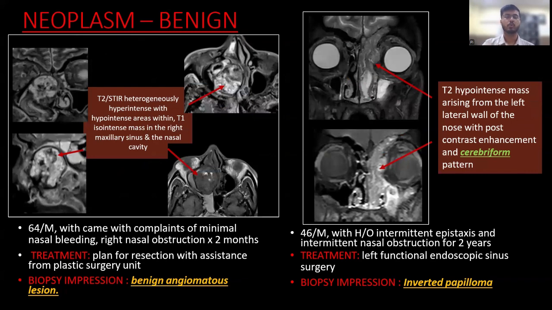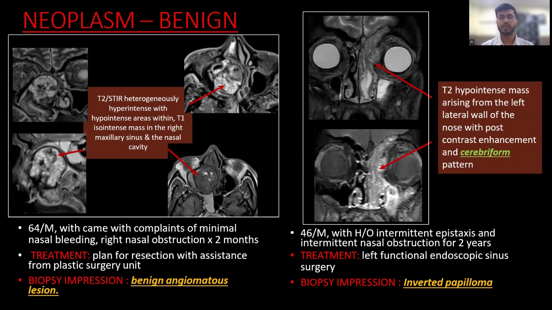Then more neoplasms in benign. A 64-year-old male came with complaints of minimal nasal bleed and right nasal obstruction for 2 months. Biopsy impression was benign angiomatous lesion. The treatment was planned for resection with assistance from the plastic surgery unit. So here we see T2 STIR heterogeneously hyperintense with hypointense areas within, and a T1 isointense mass in the right maxillary sinus and the nasal cavity.